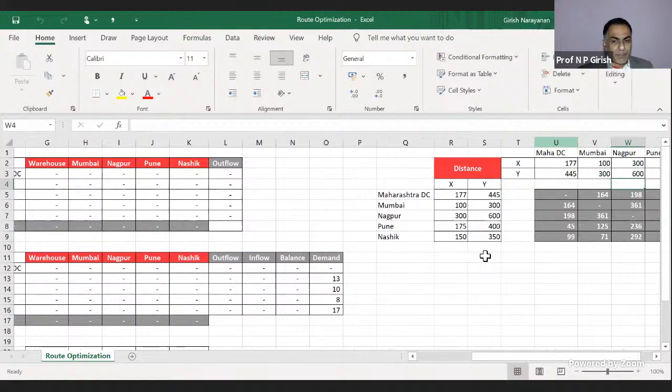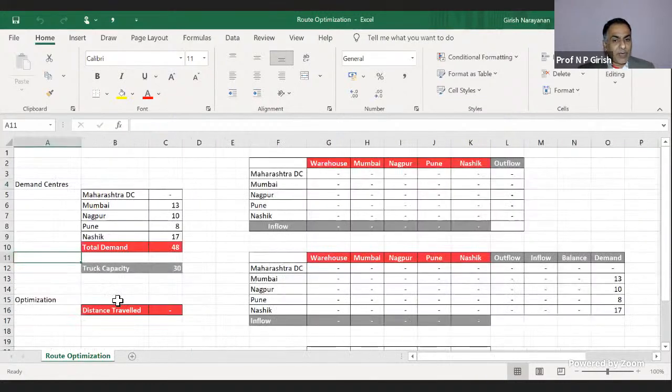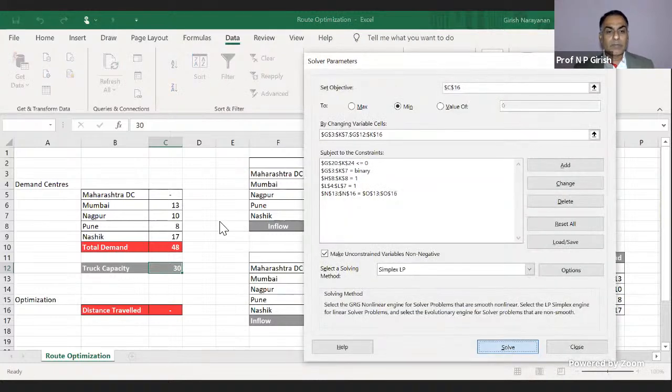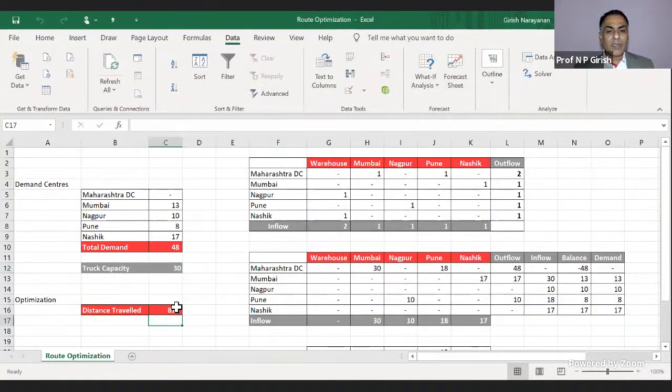Okay. Let's move on. So we are talking about this. When my demand is 48 and my truck capacity is 30, can one truck do the job or do we need two? Do we need two? Right? We require two. Let's try to see with this 30 ton, what's the best solution? Okay, with 30 ton, what is the route?